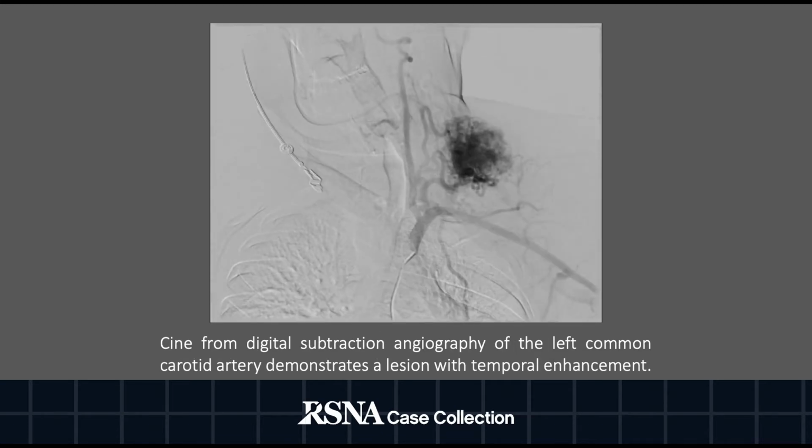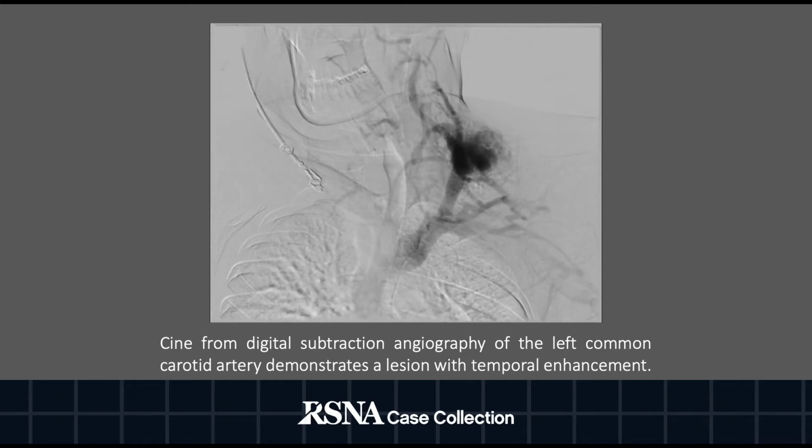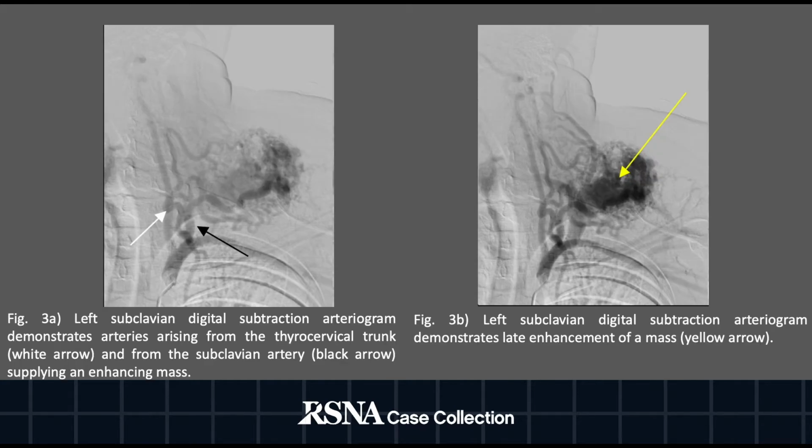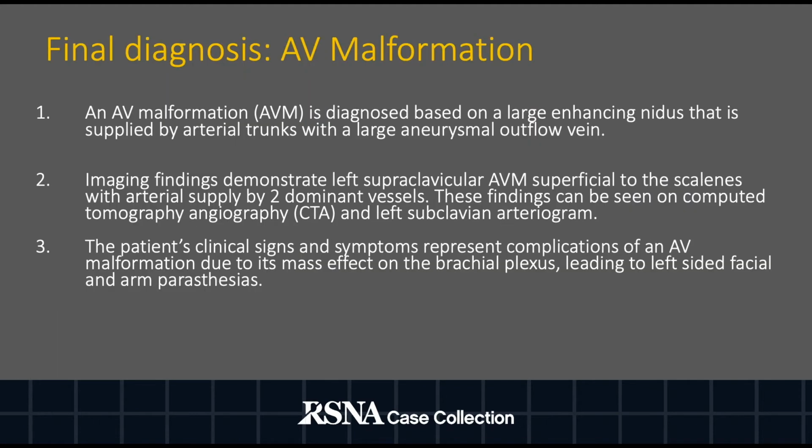Here is a cinematic video from digital subtraction angiography of the left common carotid artery, demonstrating a lesion with temporal enhancement. On the left, figure 3A shows left subclavian digital subtraction arteriogram, demonstrating arteries arising from the thyrocervical trunk, represented by the white arrow, and from the subclavian artery, represented by the black arrow, supplying an enhancing mass. On the right, figure 3B shows left subclavian digital subtraction arteriogram, demonstrating late enhancement of a mass, represented by the yellow arrow.